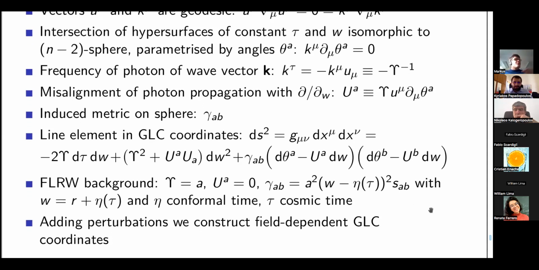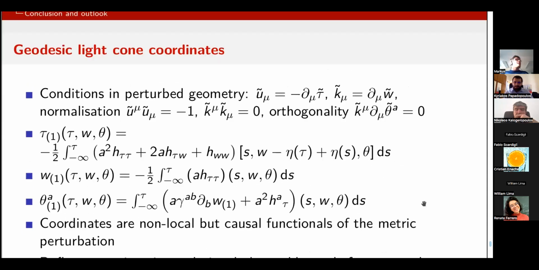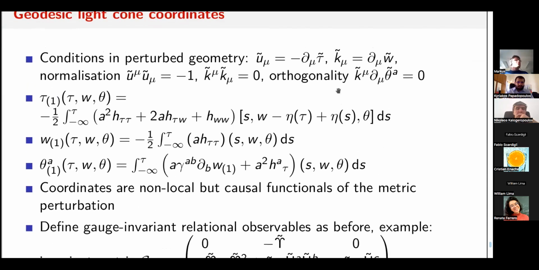The background metric, the background spherical metric, is just a constant factor times the metric on the unit sphere. Now if you add perturbations, one can construct coordinates in that sense for these GLC constructions. What you do is use the same conditions as before. There's some perturbed proper time of the observer in that geometry. The perturbed forward velocity is just its derivative. Again, the perturbation of k is the same. k is the gradient along the perturbed light cone. They are normalized and orthogonal to the angles. Then what you get are corrections like these. For example, that's maybe a nice one.